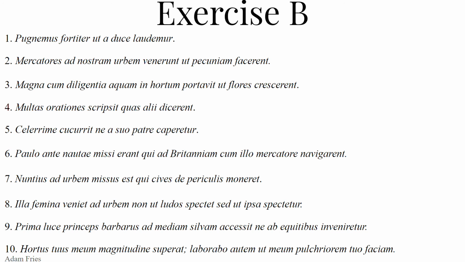Pulchriorem, comparative, more beautiful. Tuo, ablative of comparison, because we are comparing one thing, my garden, with your garden, meus hortus with tuus hortus. We could say quam tuum, ut meum pulchriorem quam tuum faciam. That would work too. But if thing X, my garden, is either nominative or accusative, here it's accusative, then we can use the ablative of comparison. Just put thing Y, the thing you're comparing it with, in the ablative, and that's tuo.